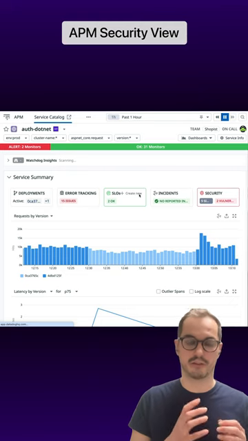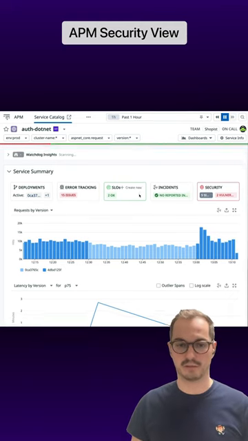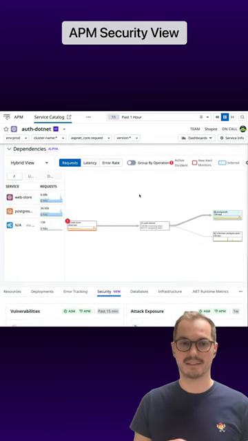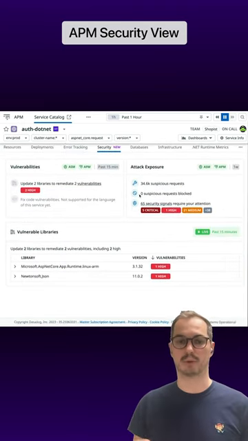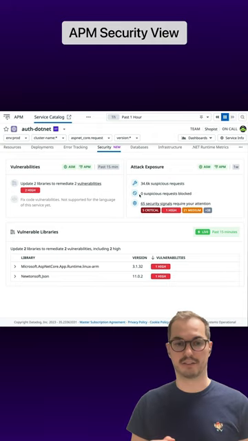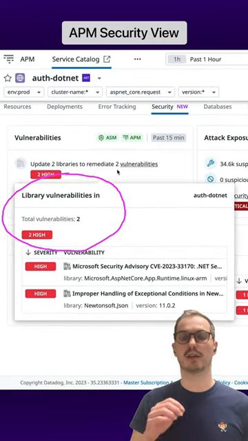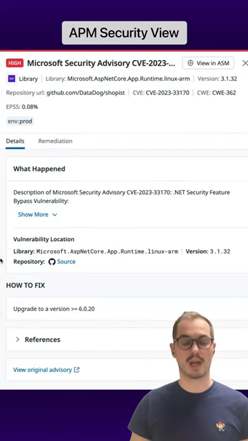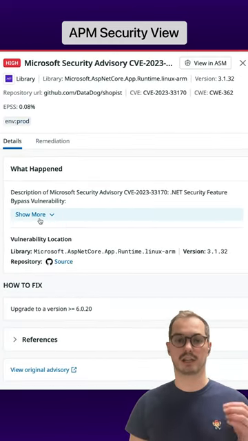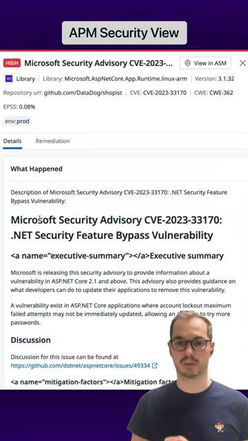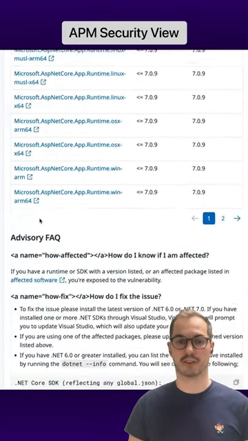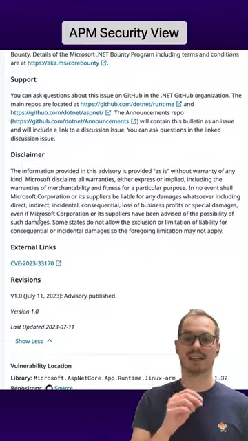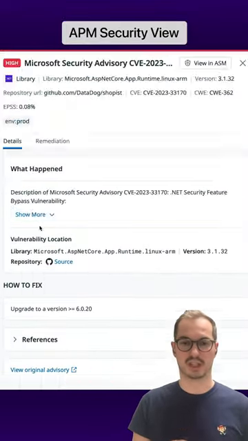For each service owner, APM Security View prioritizes the most critical risks that are currently active in production in the summary card. For instance, there is a vulnerability in one of the .NET open source libraries running in your service. With the impacted library, its version, and a detailed description, you have all the necessary information to understand why this vulnerability is important and can easily remediate it with the information that is relevant to you.